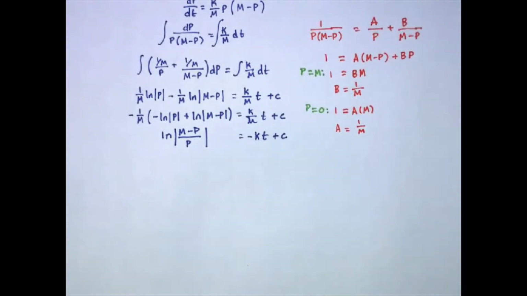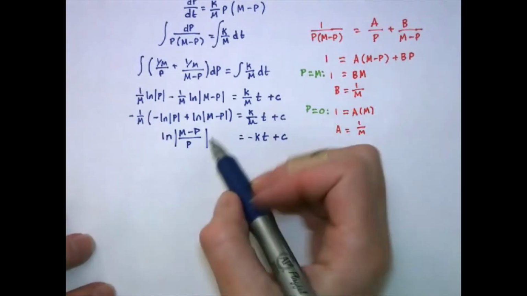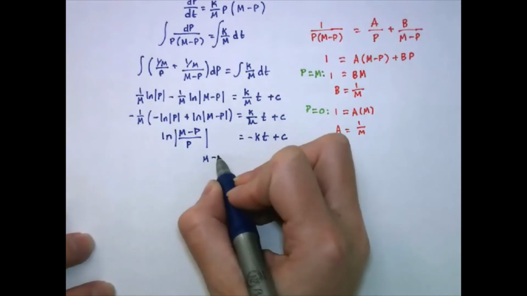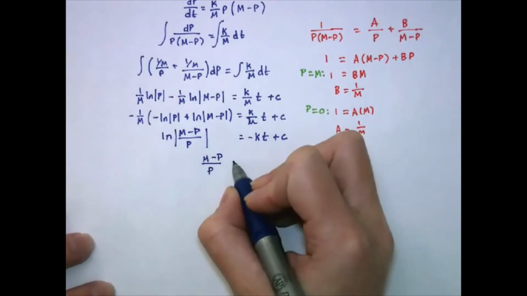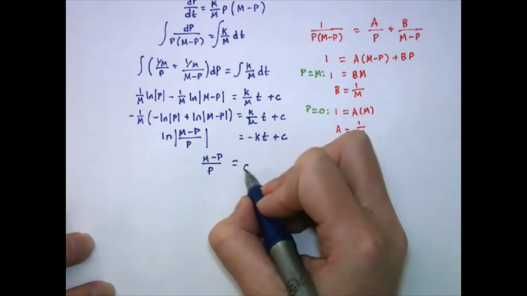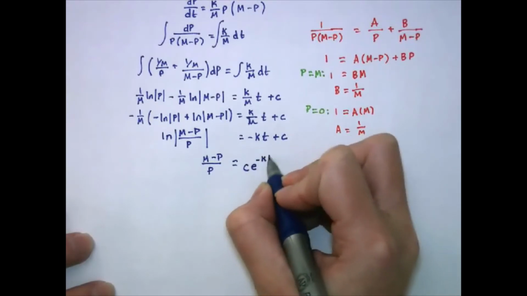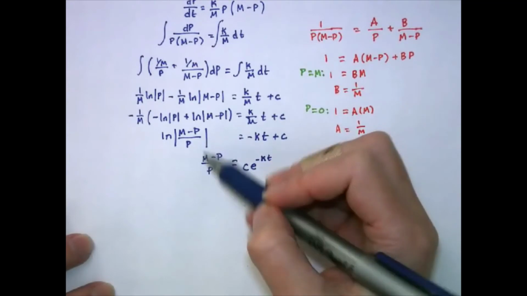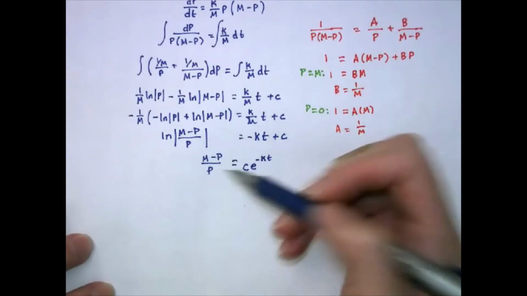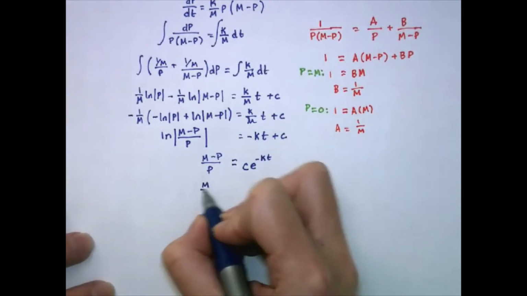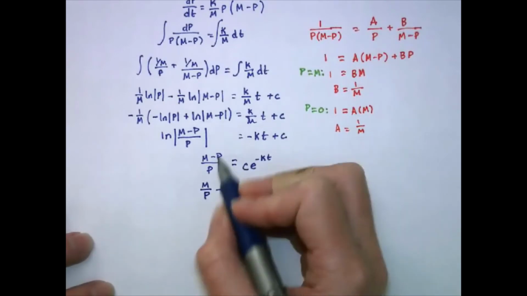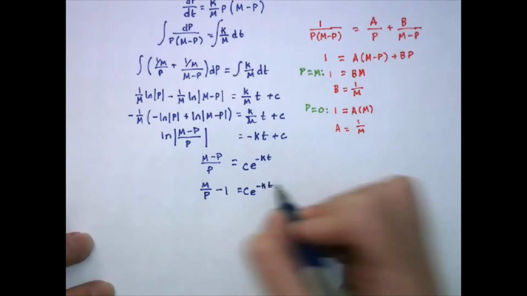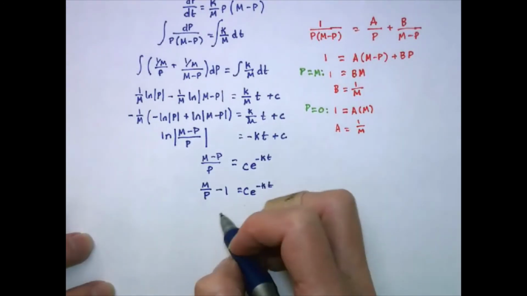Okay, so now what? We're going to raise both sides to the e. So this is now going to be m minus p over p. This side is going to be c e to the negative kt. We've done that a lot. Now I'm going to divide this by p and this by p. So we're going to have m over p minus p over p, which is 1. So I'll add that 1 over.